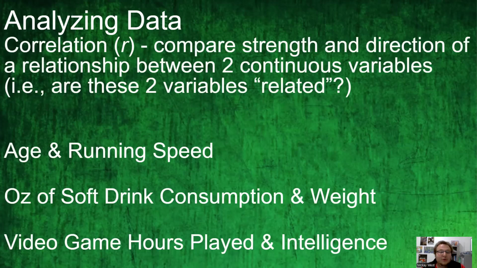Okay, our next type of test, correlations. Correlations are when you want to know whether two variables are related to one another. And importantly here, they have to be continuous. They have to be at least interval or ratio level data, which I'll come back to in a moment. But maybe you want to know if how old a person is relates to how fast they can run. How many ounces of soft drink a person drinks versus how much they actually weigh. Video game hours played versus the intelligence of a person.